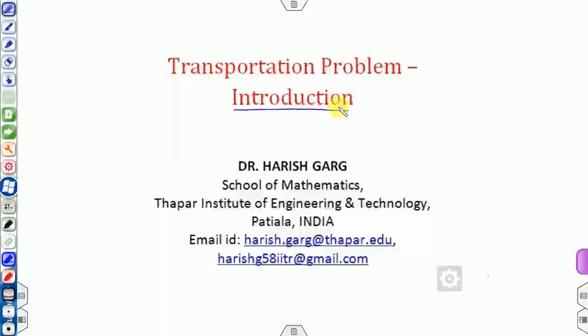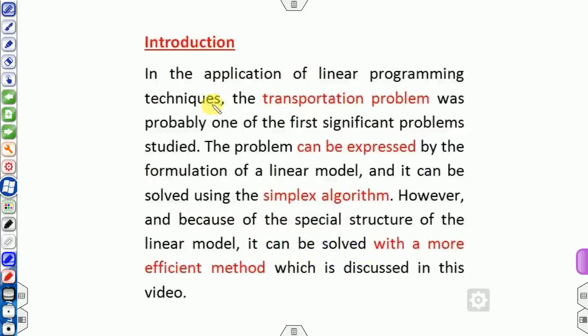What is the transportation problem? What is the feasible solution of the transportation problem? And under what condition does the feasible solution of any transportation problem exist? Whether that solution is optimal or not, we do not discuss in this video. We will only discuss under what conditions it exists. So firstly, that is the introduction part.